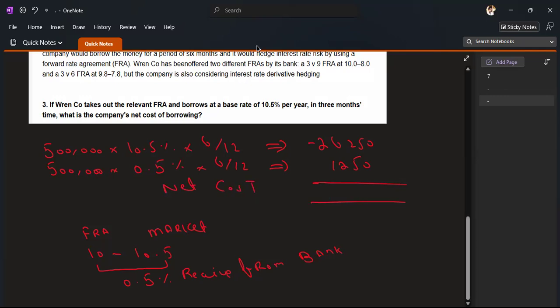What is the net cost? 25,000. This is the answer. 25,000.